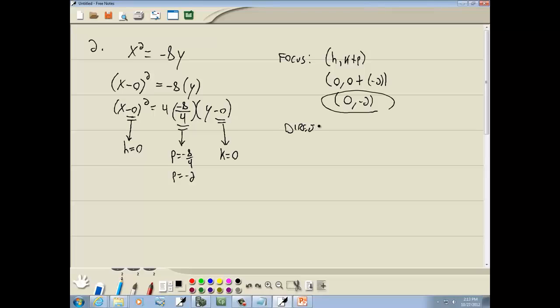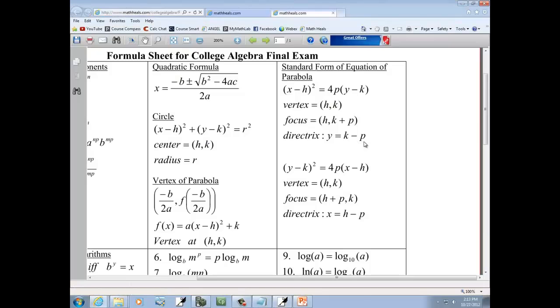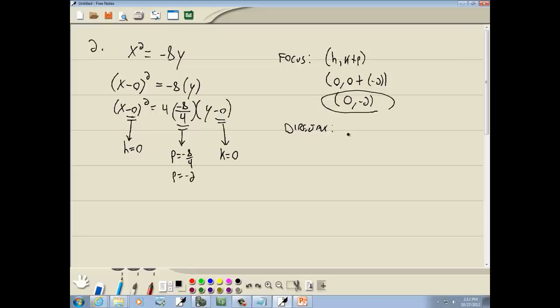Now our directrix will be y is equal to k minus p. So y is equal to k minus p. k we said was 0. Minus p, so minus, and p is negative 2, so we minus minus. So we got y is equal to positive 2. And those will be your answers.